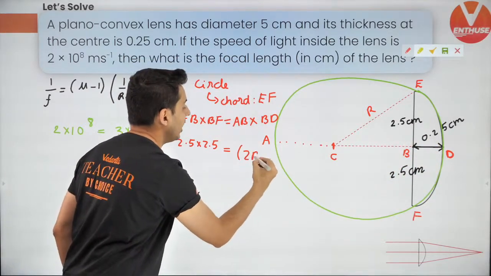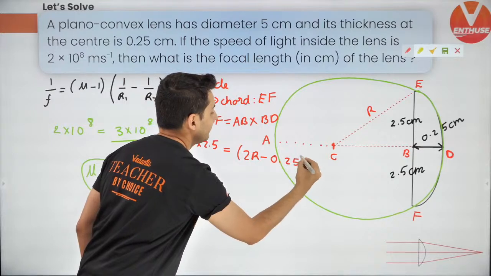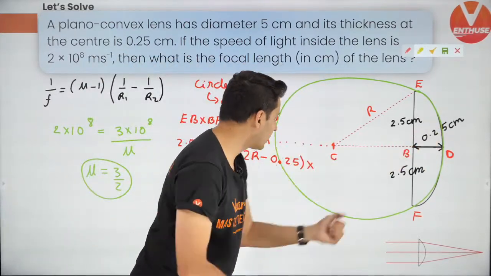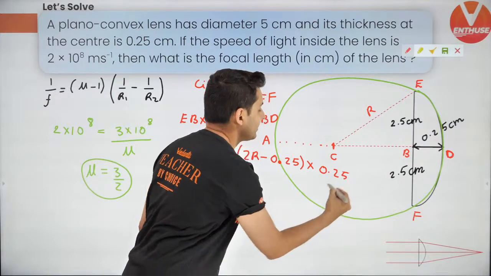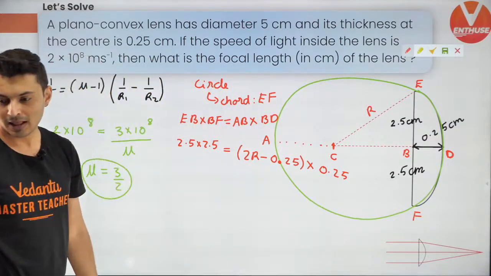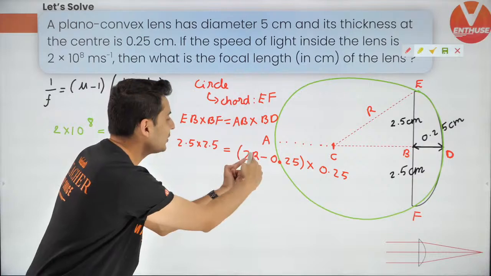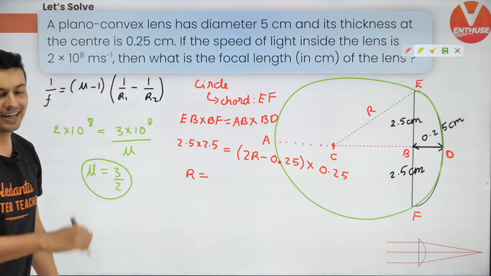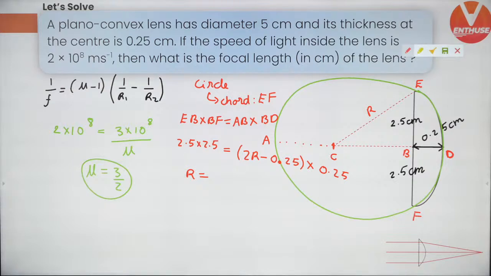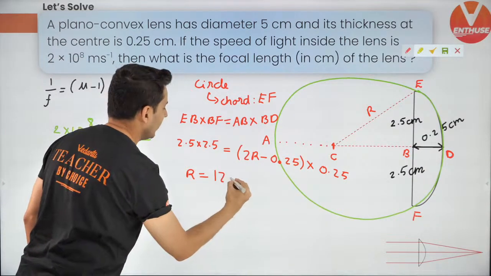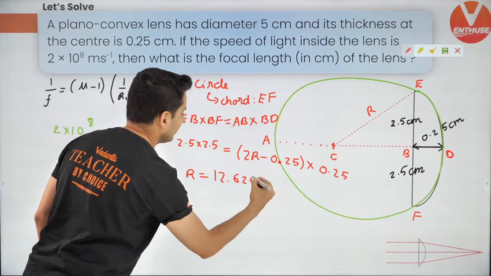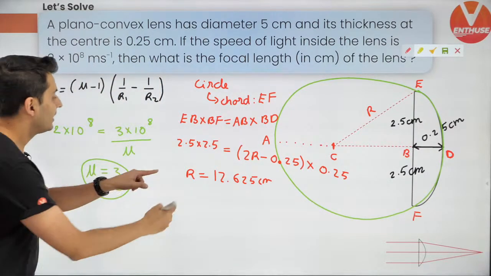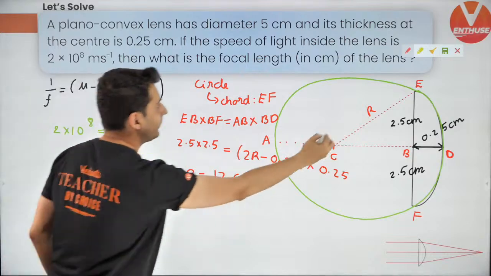So can I say it is 2R minus 0.25 guys, multiplied by BD. What is BD? It is already given to be 0.25 centimeters. That's it. Correct. That means there is only one variable unknown, and that is R. Solving this, you will get the value of R guys. And the value of R that you get is around 12.625 centimeters or something. Yes, you will get it as 12.625. That's what you get. Now you just have to substitute it in this formula.